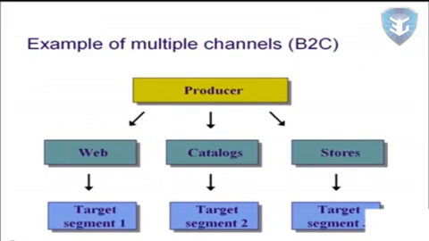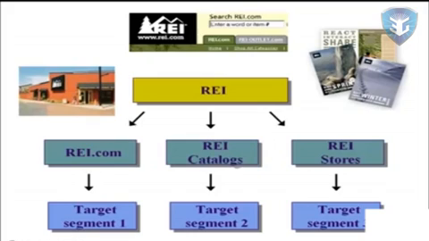Many companies over time will grow from one channel of distribution to many channels of distribution. You may distribute your products on the web, via catalogs, and via stores, for example. Here's REI, a company many of us know, outdoor goods and apparel. They have their website, rei.com. They have REI catalogs, the famous REI catalogs, and also their REI stores.